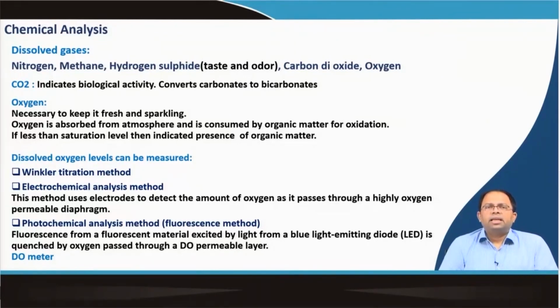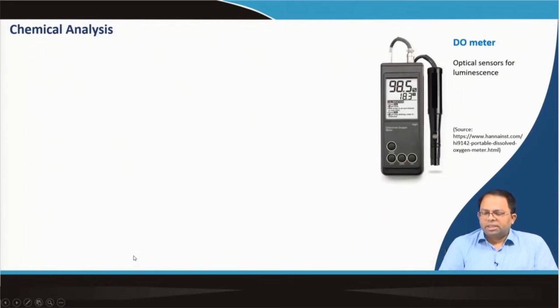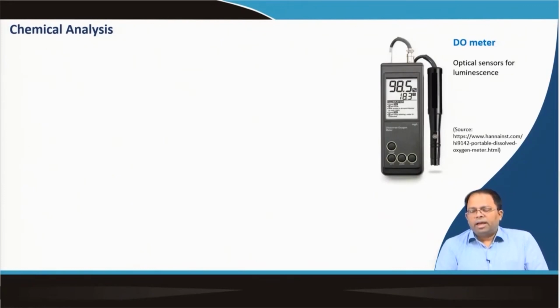Fluorescence basically is a material which is getting excited by light, and we usually use a blue light emitting diode, and when oxygen passes through a DO permeable layer, that is, a dissolved oxygen permeable layer, then we can measure that using a DO meter. So you can see this is a DO meter where optical sensors are used for determining the luminescence, and usually when we dip this in water, then again we can determine what kind of DO value is there in water.